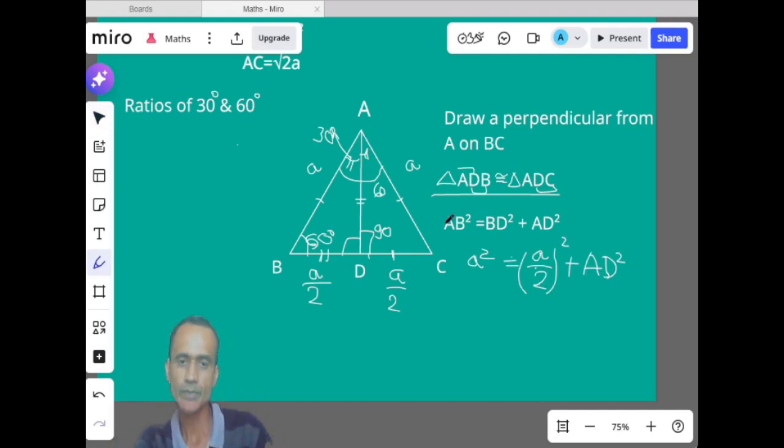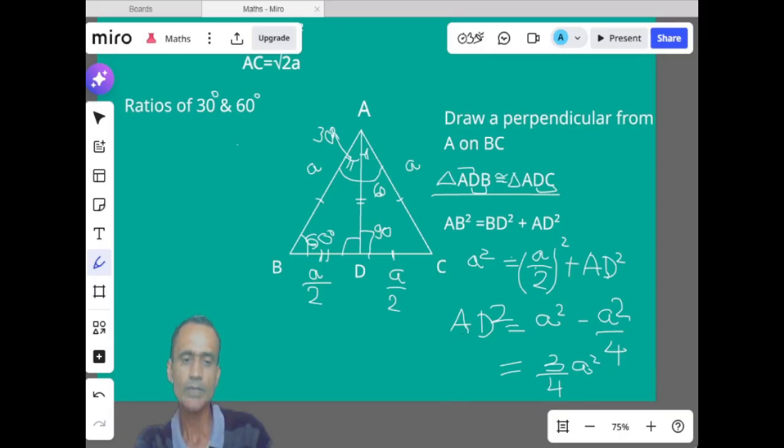BD is equal to a by 2, AB is equal to a, and from the above equation we get AD square is equal to a square minus a square by 4, and this is equal to 3 by 4 a square. So AD square is this.